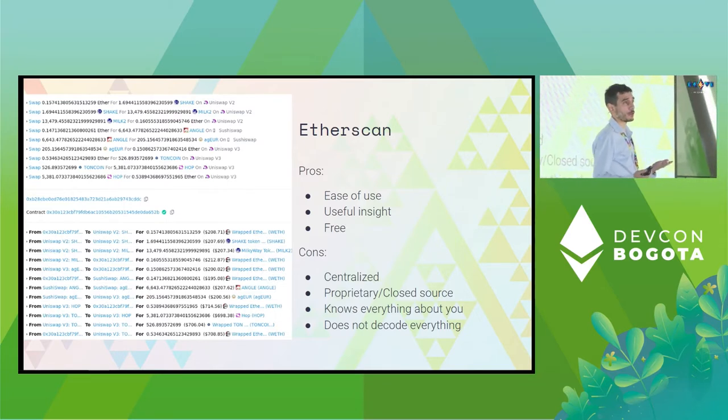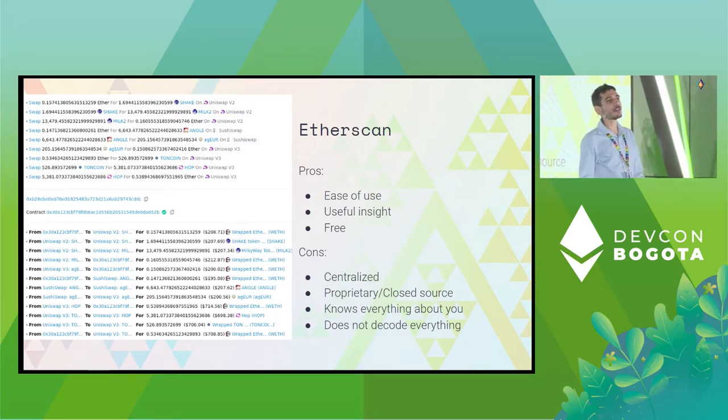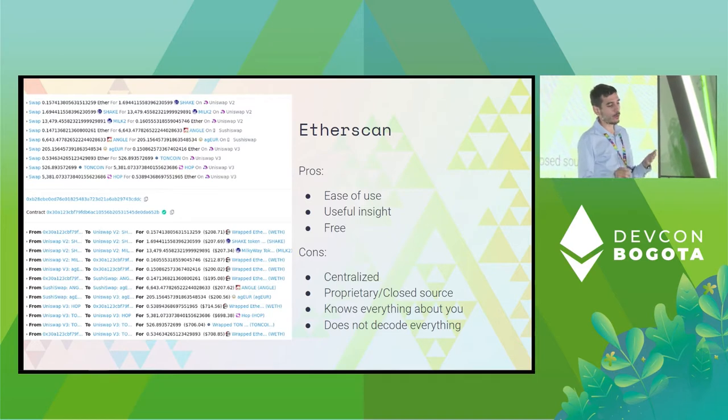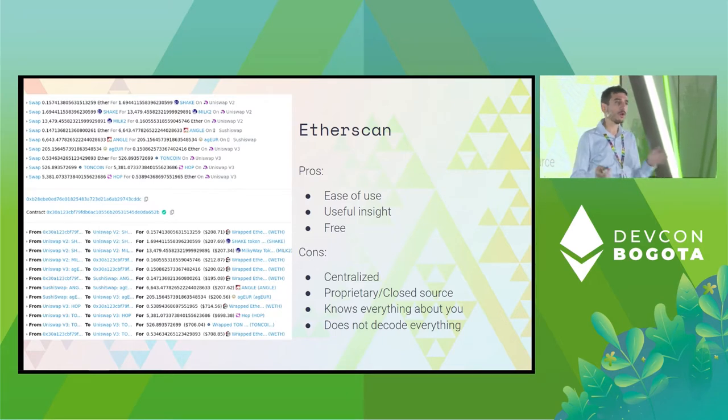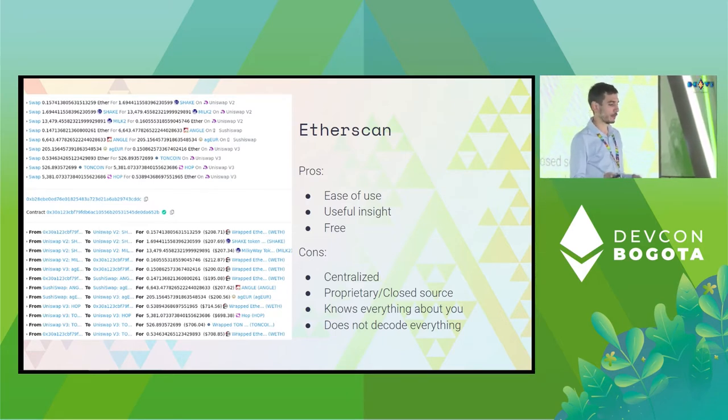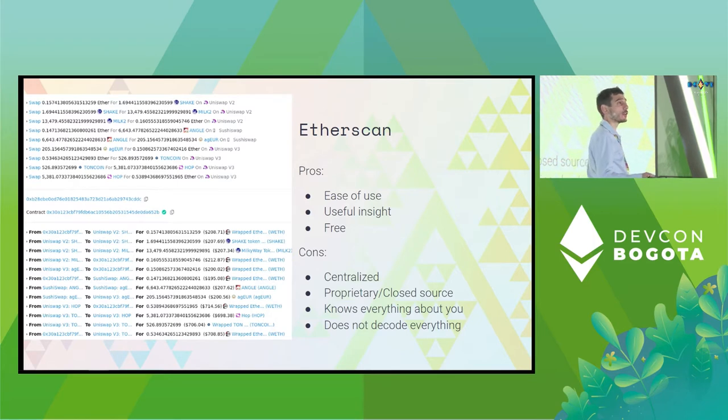They know everything about you. I know the guys from Etherscan, they are good guys, but you never know who in there could be malicious. They can match IPs to your addresses, know who owns what address and where they are located. And it actually does not decode everything.